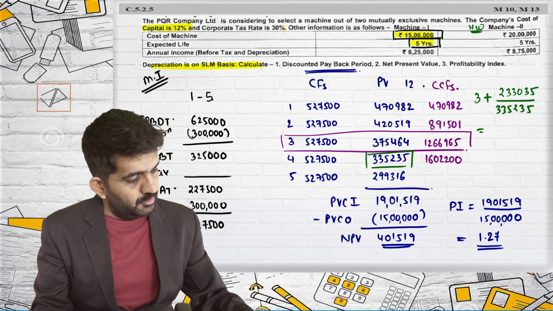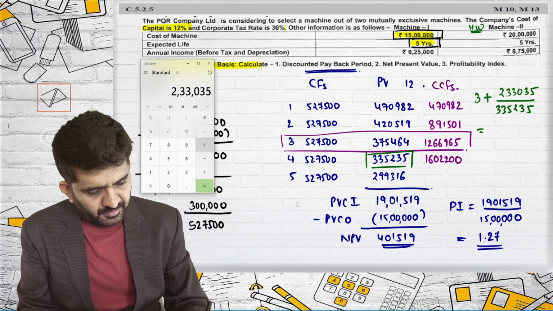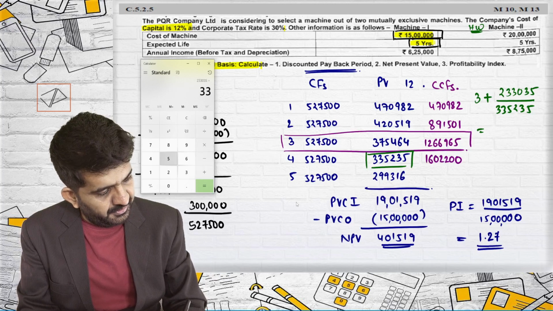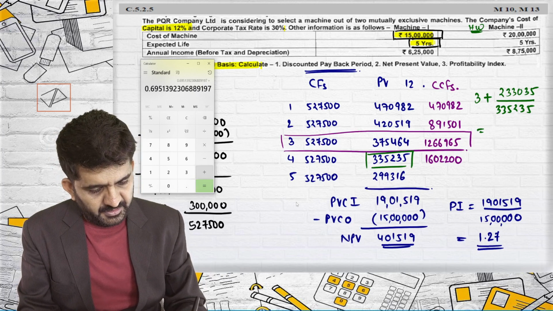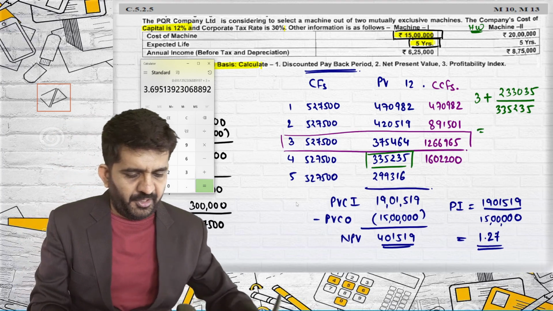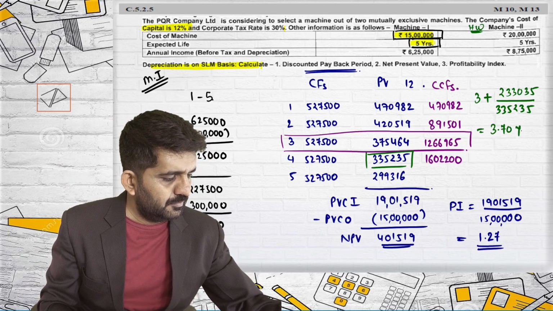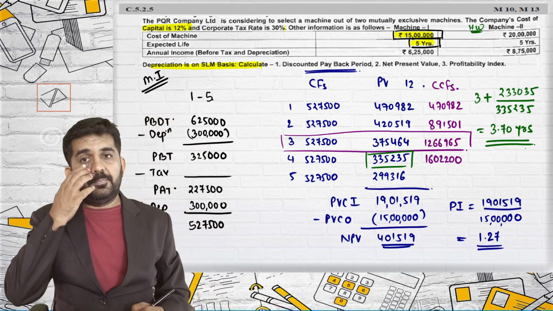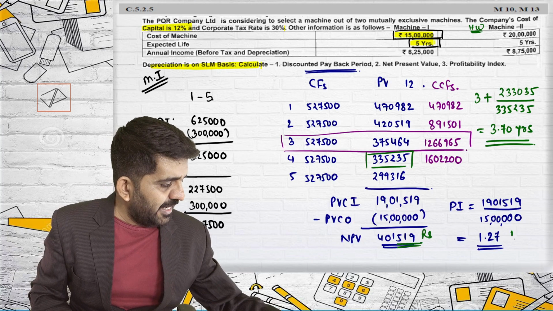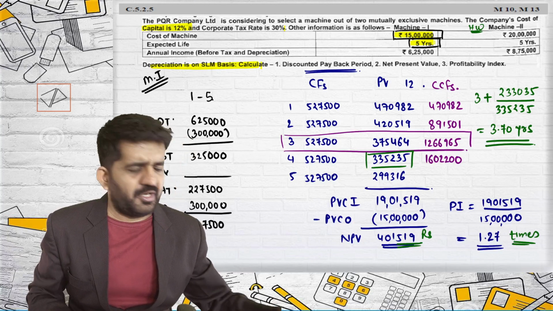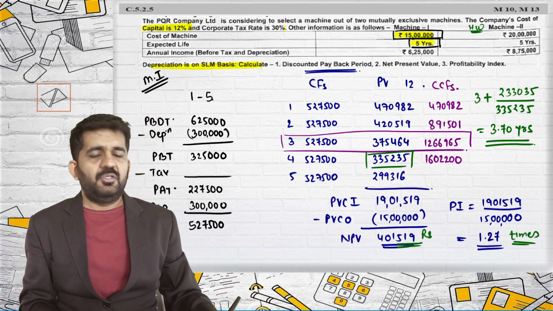335,235. So the answer of 233,035 divided by 335,235 plus 3 is 3.6 or 3.70, the payback period. NPV is in rupees, PI is in times, you can write just 1.27, and payback period is in years.